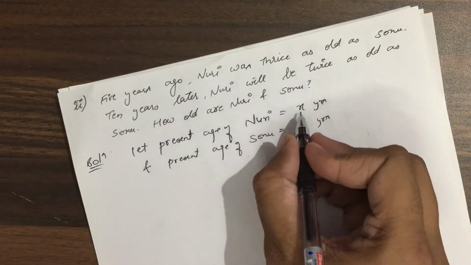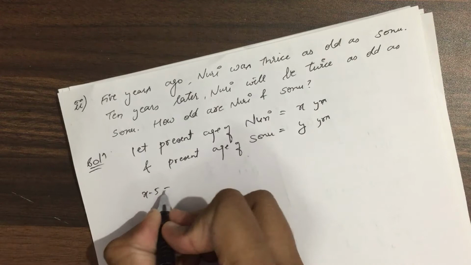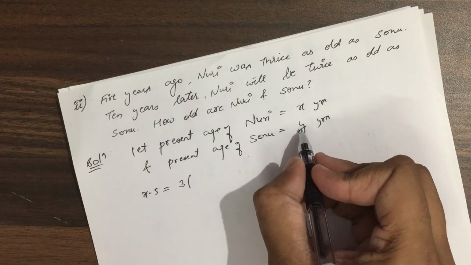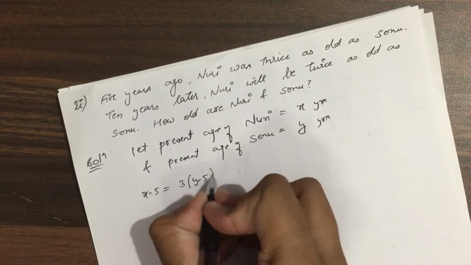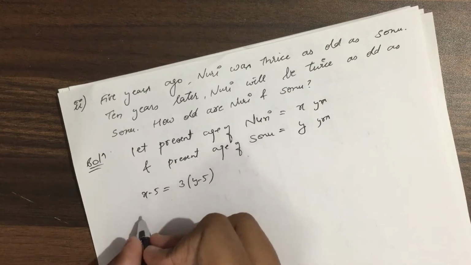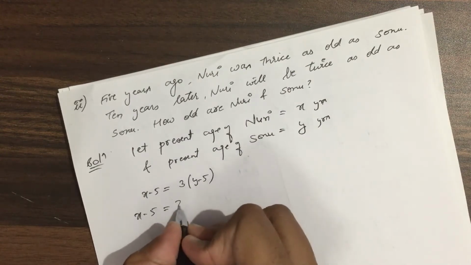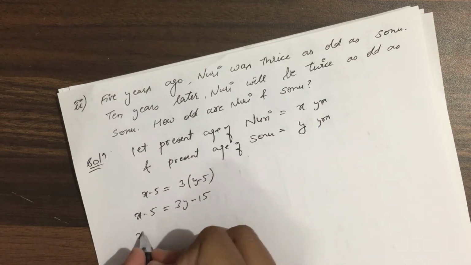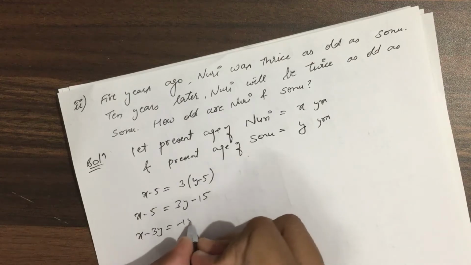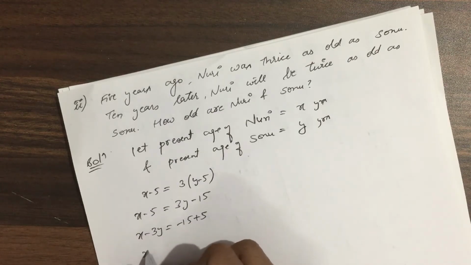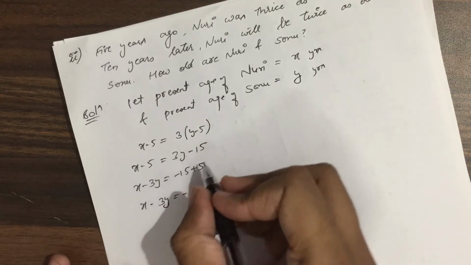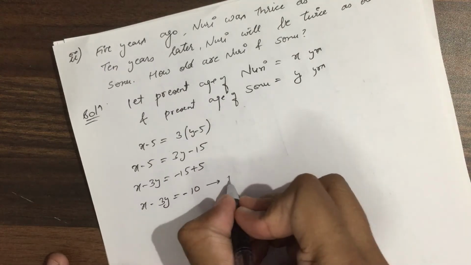So Nuri's age 5 years ago was x minus 5. It is thrice as old as Sonu. Sonu's age 5 years ago was y minus 5. This is your first condition. So let us solve it. X minus 5 equal to 3y minus 15. This will give you x minus 3y equal to minus 15 plus 5, and x minus 3y equal to minus 10. So mark it as equation 1.